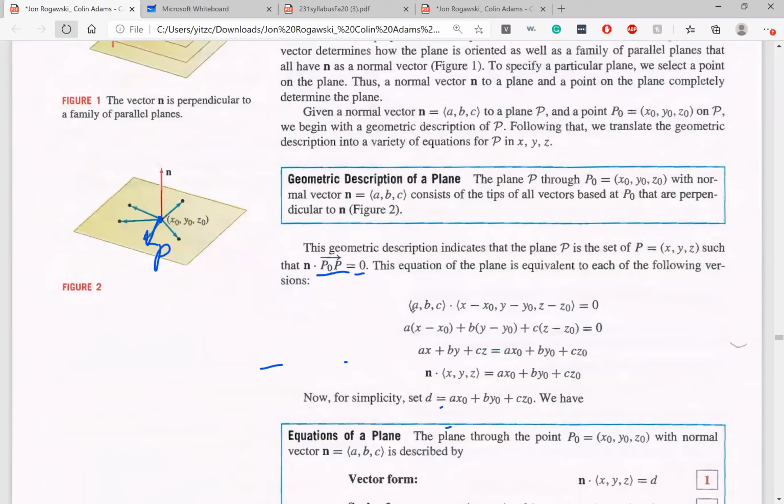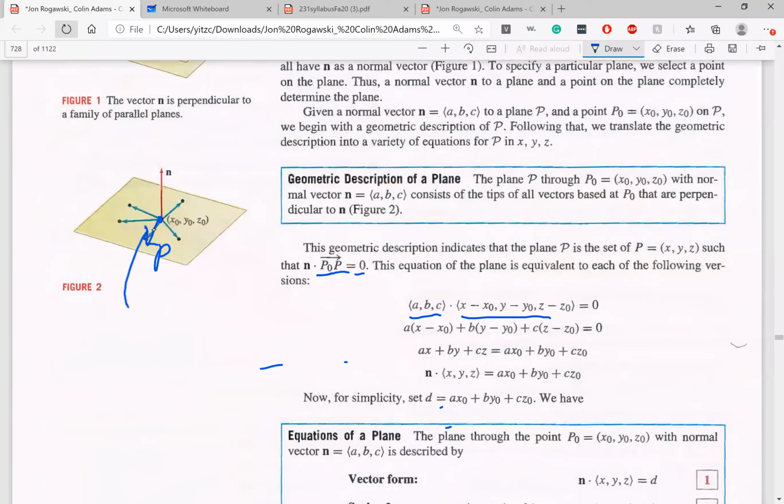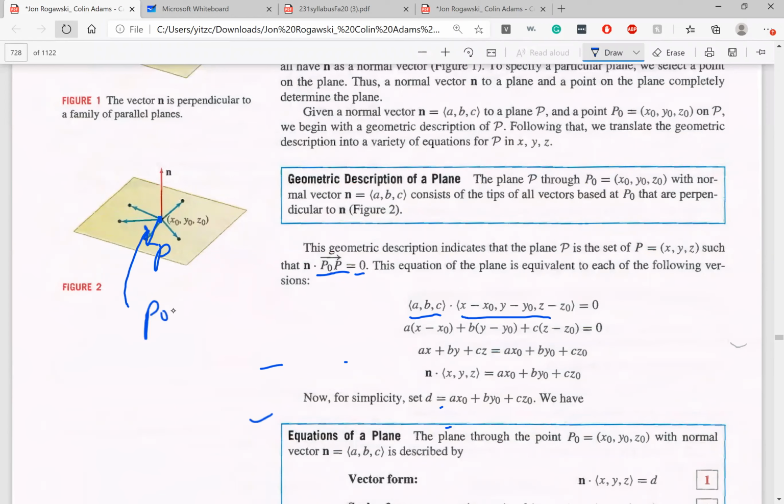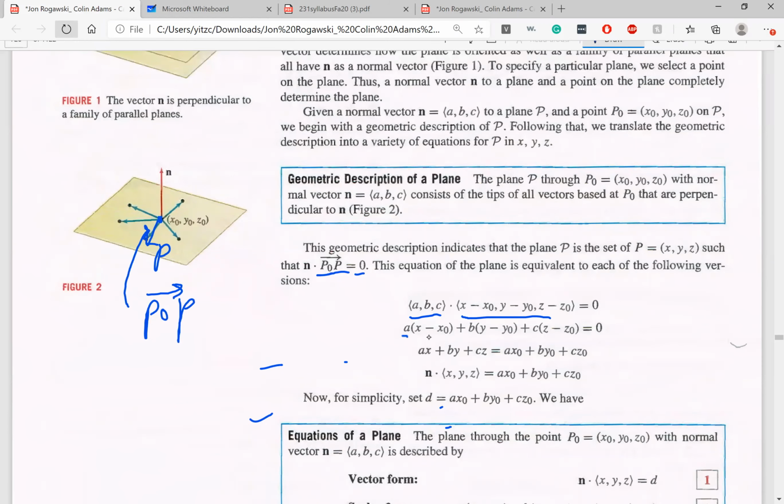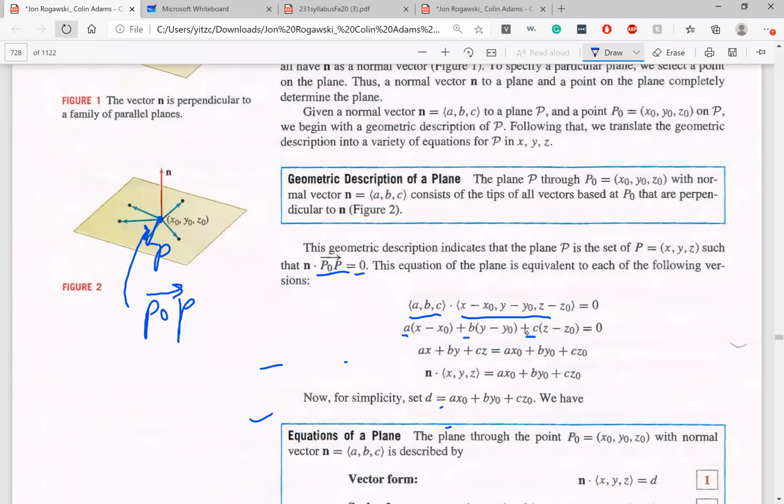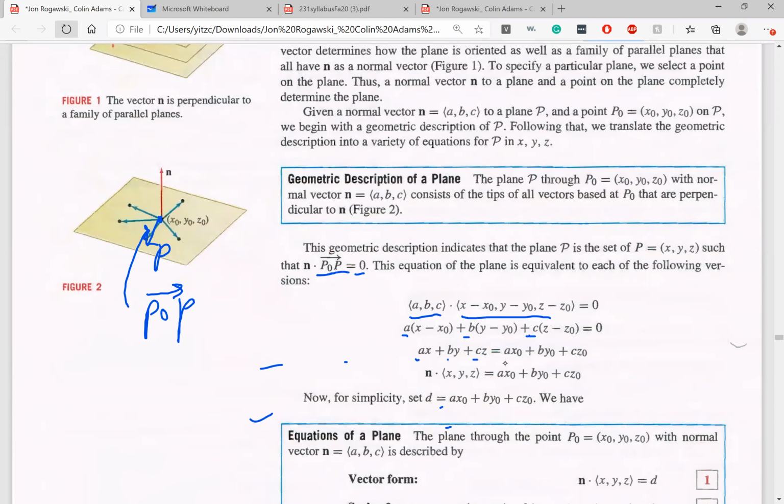Which, like we said, means that if we take that vector and dot it with this vector over here, and again, this vector is the vector P0P, that's going to be equal to 0. That means we can take the A, B, and C, multiply each one of them individually, which means we get Ax plus By plus Cz is equal to Ax0 plus By0 plus Cz0. And that gives us the equation of the plane.